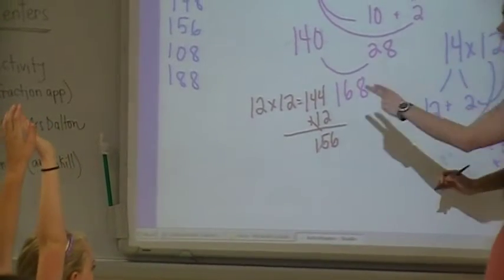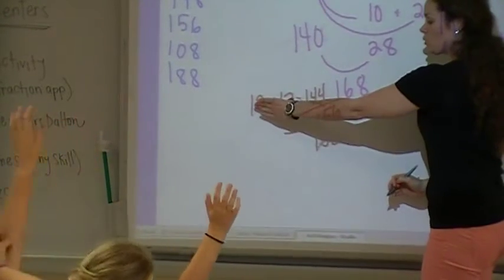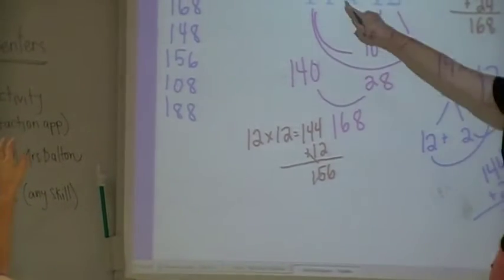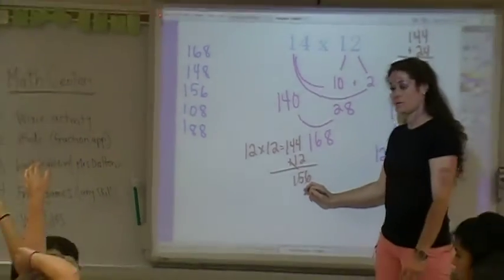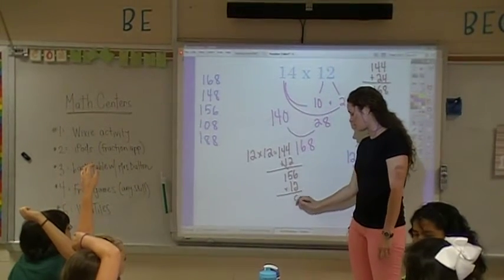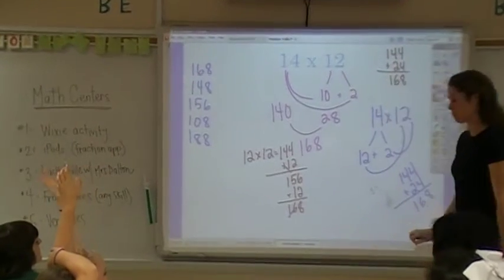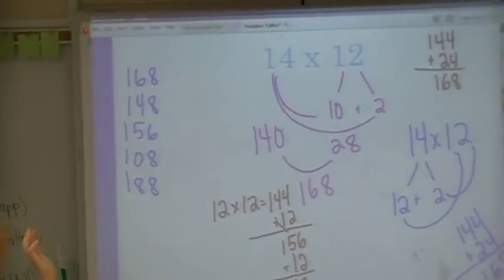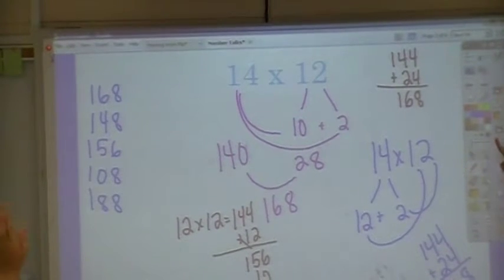156, but that's how many groups of 12? This is 12 groups of 12 plus one more. How many groups is that? 13. 13 groups, but we needed how many? 14, so we'll add one more. All right, she caught her mistake. Very good. Good job. Make sense? Only one more of that is different from how we have up here already.